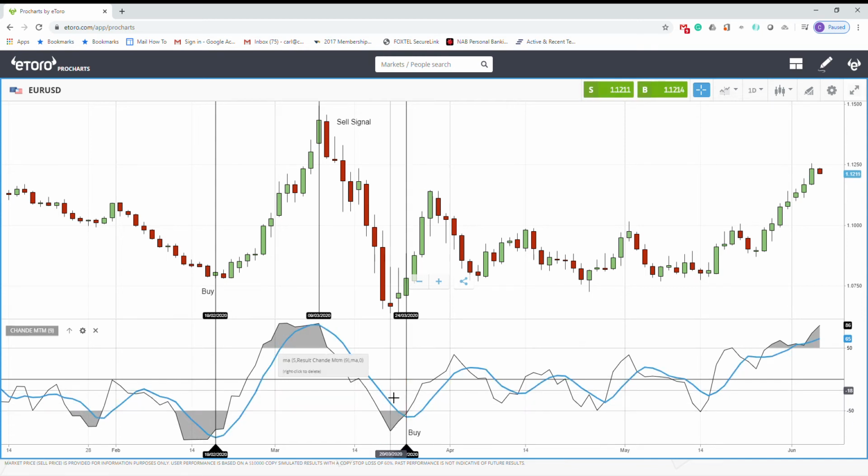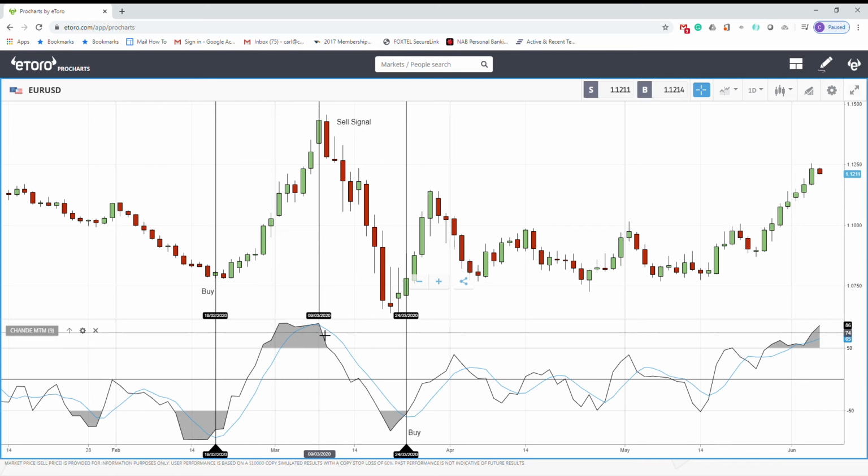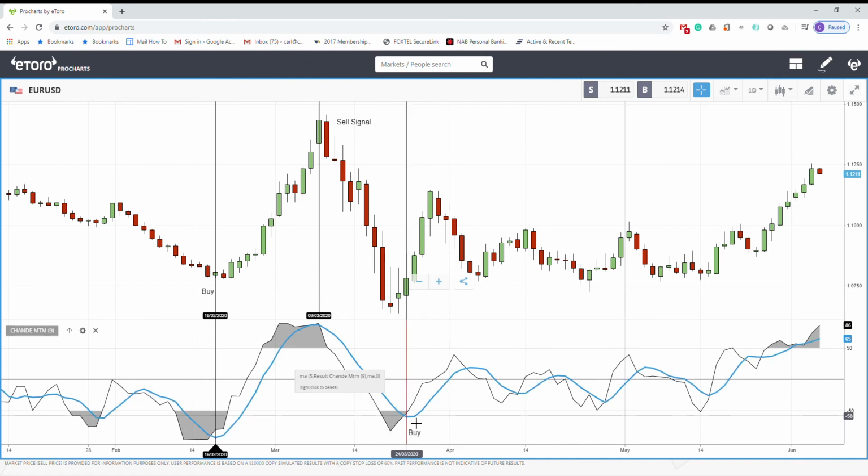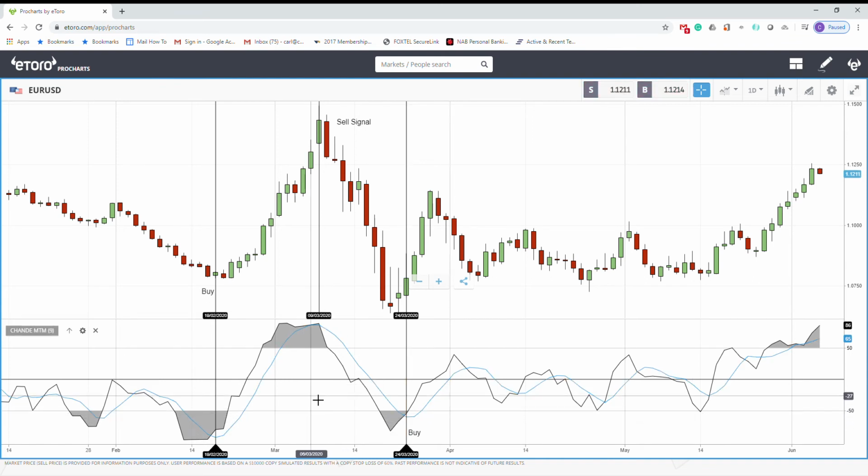Chande momentum oscillator. So when the momentum oscillator goes below MA5, then that's a good signal to sell when we are in overbought territory. Or if we are in oversold territory, then we should look at the crossing above MA5 to enter the market.